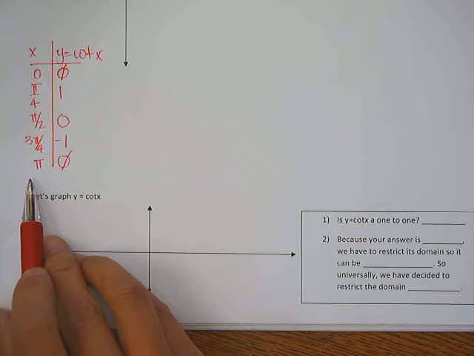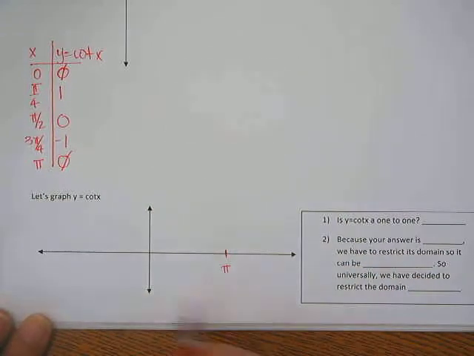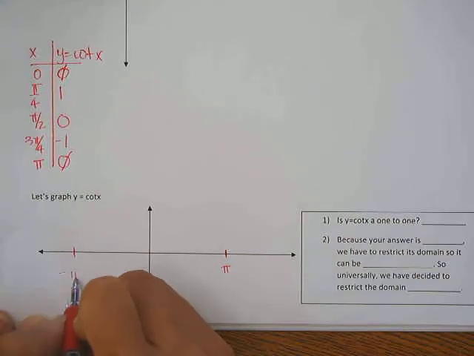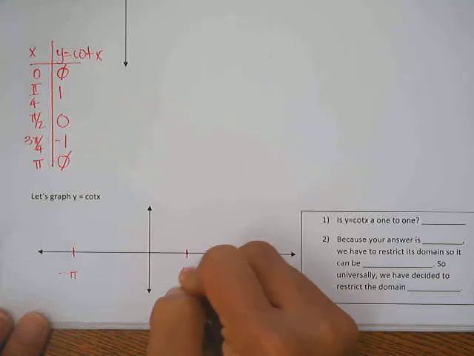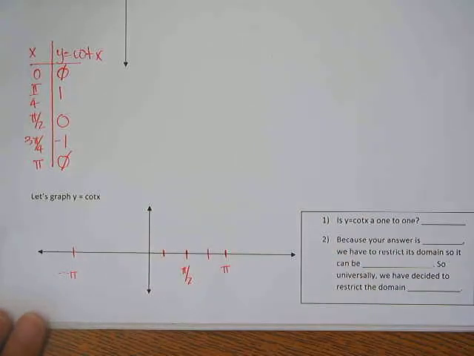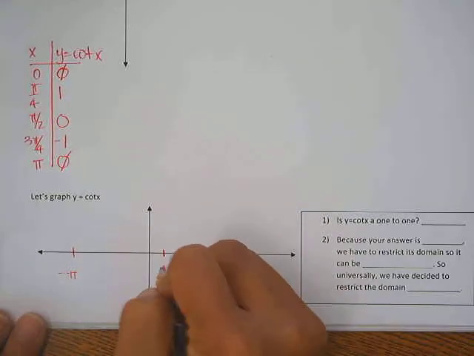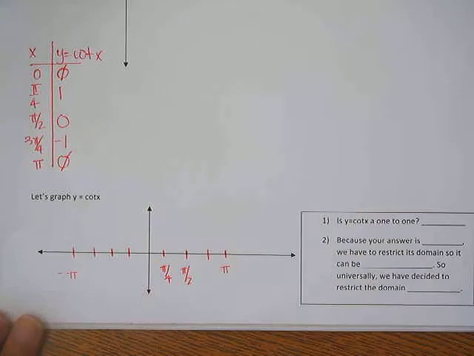We have a period of pi, so what I'm going to do is go a pi to the right and a pi to the left. I just want to show you 2 full cycles of this. Half of it is pi over 2. Okay, so 4 equal tick marks. This is a pi over 4. Similarly, we're going to do exactly the same thing to the left-hand side.